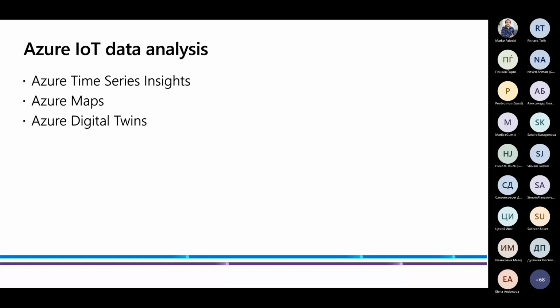Then we have Azure Maps, which enables the display of vehicle locations on the map and the calculation of the optimal route with many parameters and preferences. Azure Maps includes a number of features for managing geospatial data. For IoT applications, useful features include traffic, routing, weather, and search.